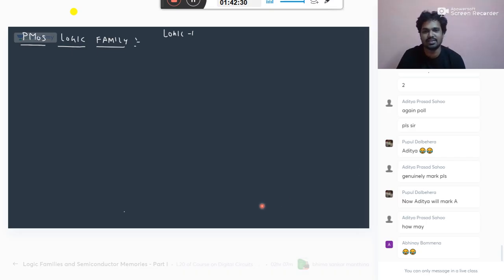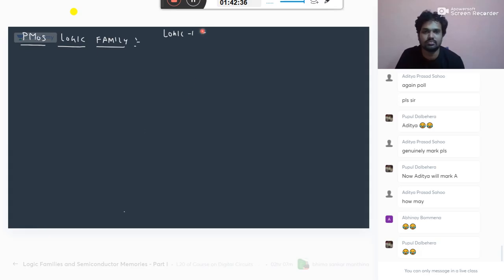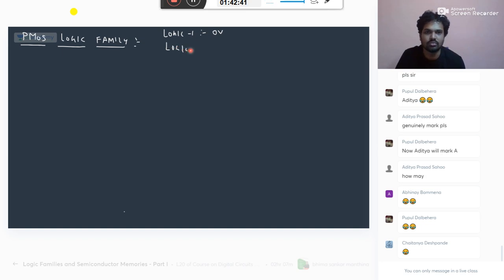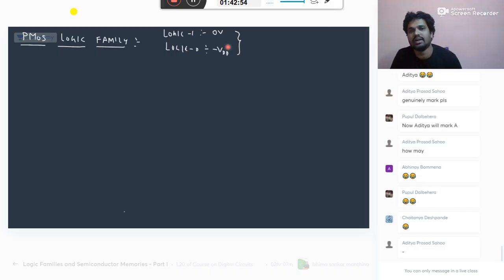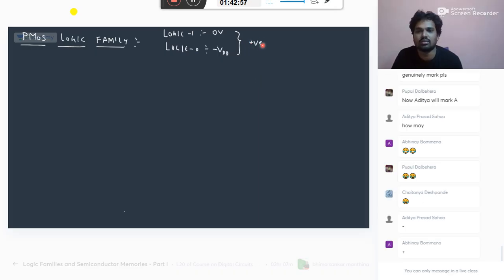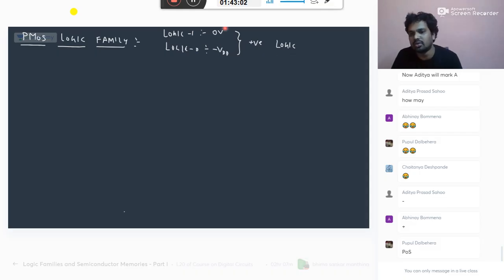Okay, let's continue. So let me take logic 1 equal to 0 volts, logic 0 equal to minus VDD. Is it positive logic or negative logic? It's a positive logic. 0 is more negative, 1 is more positive. Voltage can be anything, it doesn't matter. So it is positive logic only.